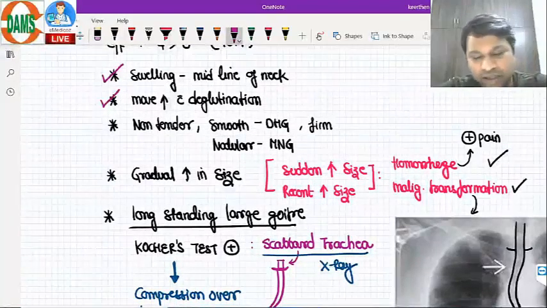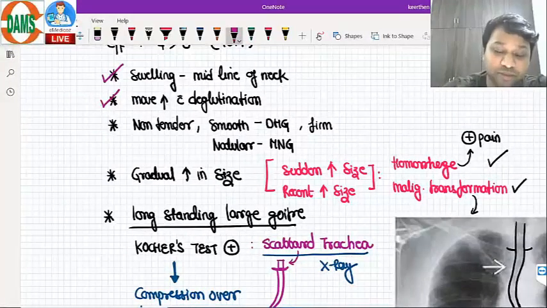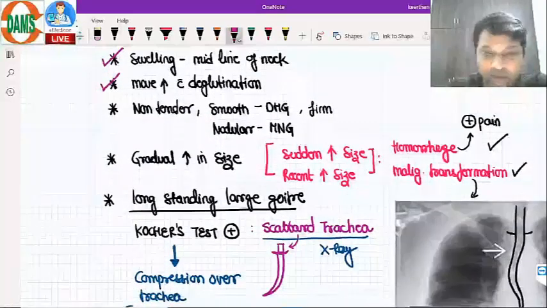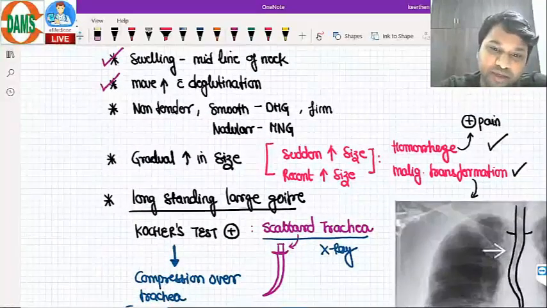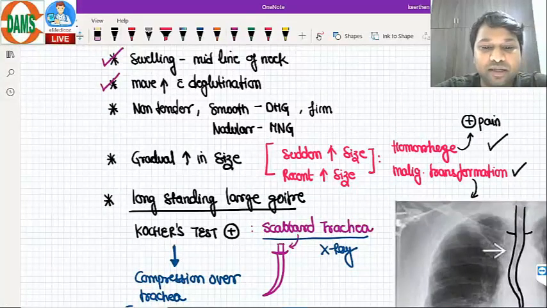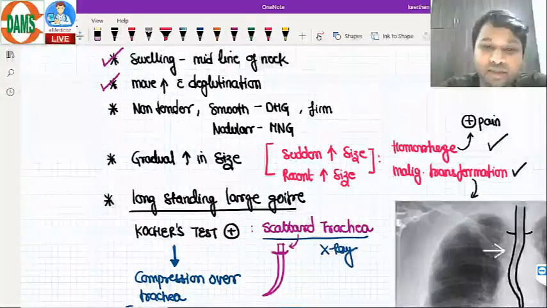Now it is non-tender, it is smooth. It is smooth if it is diffuse hyperplastic, and it will be nodular if it is multinodular. Obviously it will be firm. It is going to be firm. But a grade 0 is subclinical, it has to be diagnosed on an ultrasound only.